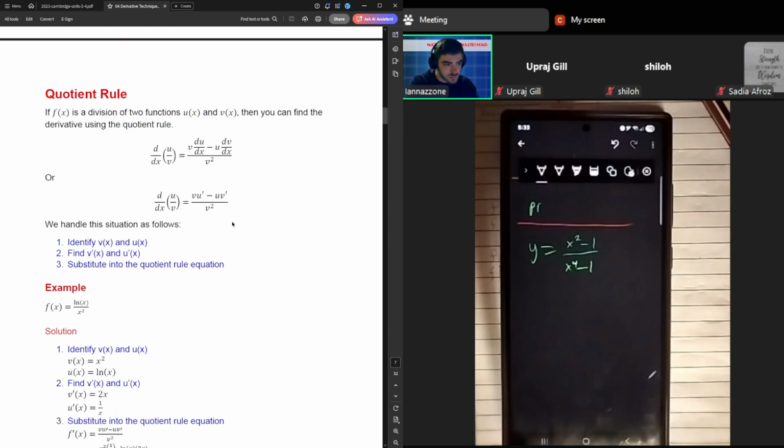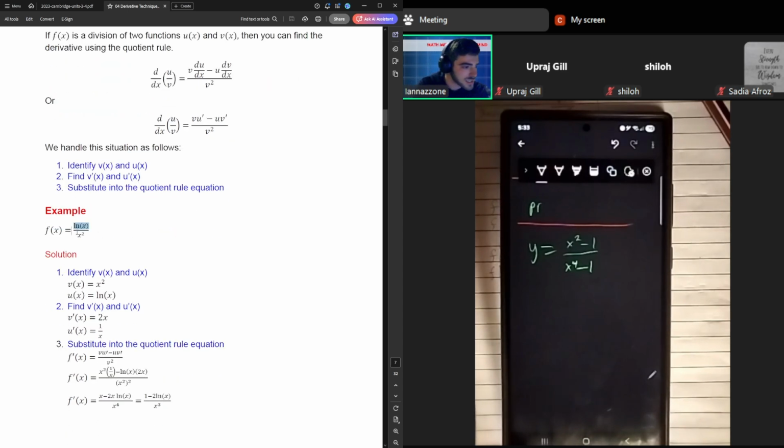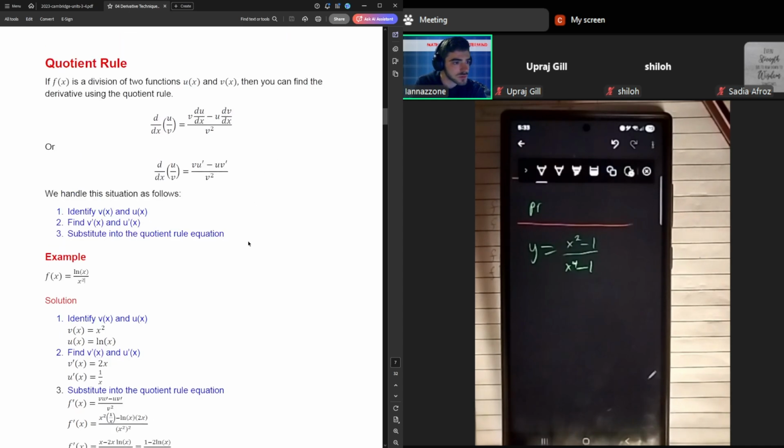And then the last is quotient rule. You have a divide of two functions. In this case, it's natural log of x divided by x squared. So based on what we're seeing from those three main rules, which seems most applicable to the function that we have? Chain rule, okay. So chain rule is for composite functions. So what part of this do you see as a composite function?